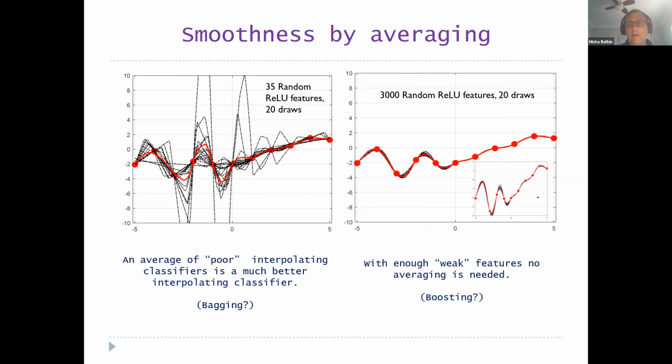So you see, when you have a lot of random ReLU features, the randomness is not visible. So for 20 draws with 3,000 random Fourier features, the variance is very small. When you have a small number of random ReLU features, 35, then the variance is quite large. But when you average, the results are pretty comparable. Mathematically, they're not the same. And if you know what bagging and boosting are, the left part of this may remind you of bagging, and the right part is kind of like boosting.